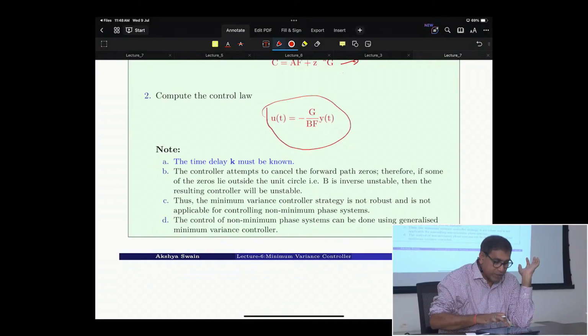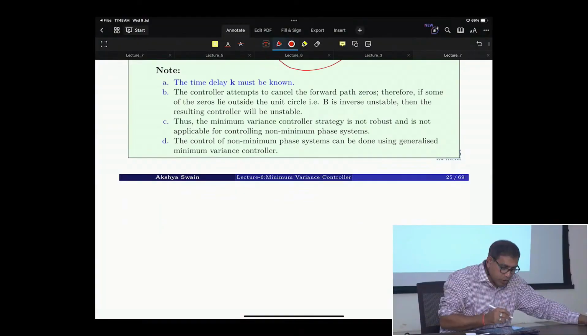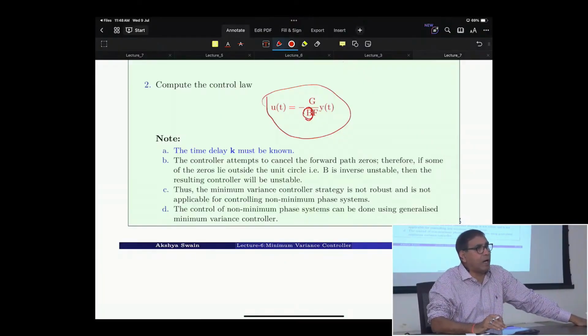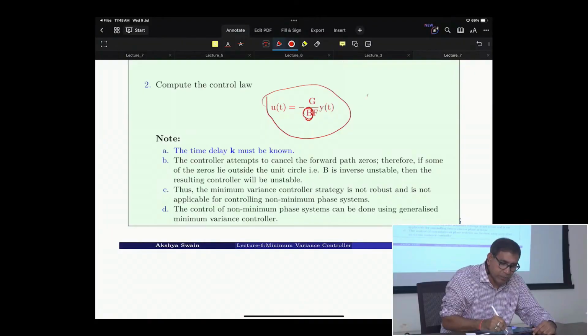This controller, u(t) is equal to minus G by BF y(t). Do you have any knowledge that this controller will be unstable if the B polynomial has any zero outside the unit circle, because for a discrete system, this will become unstable. Yes or no? Because in minus G by BF, B is in the denominator, right? So this is not suitable for non-minimum phase systems.